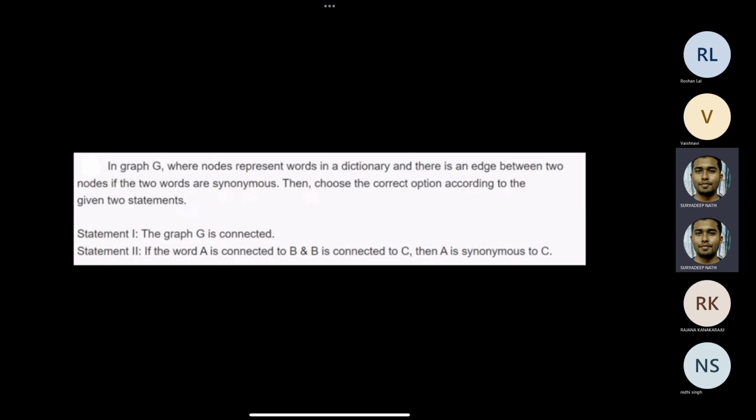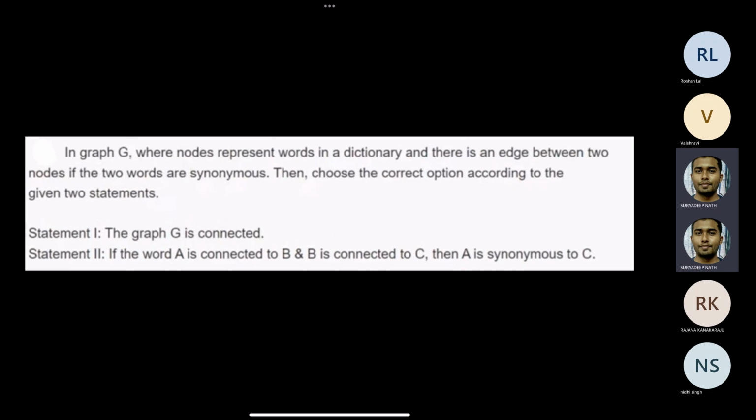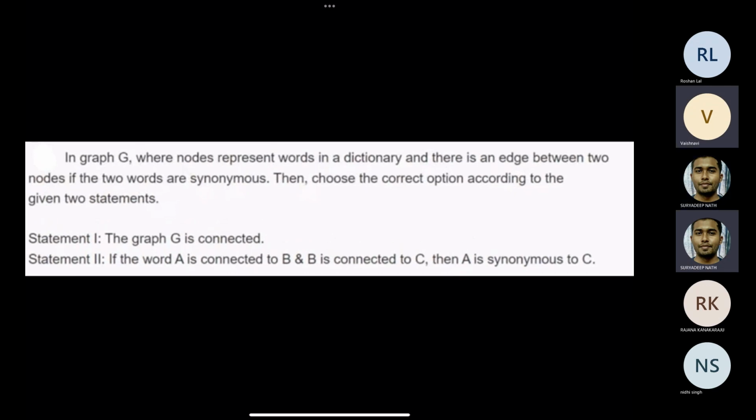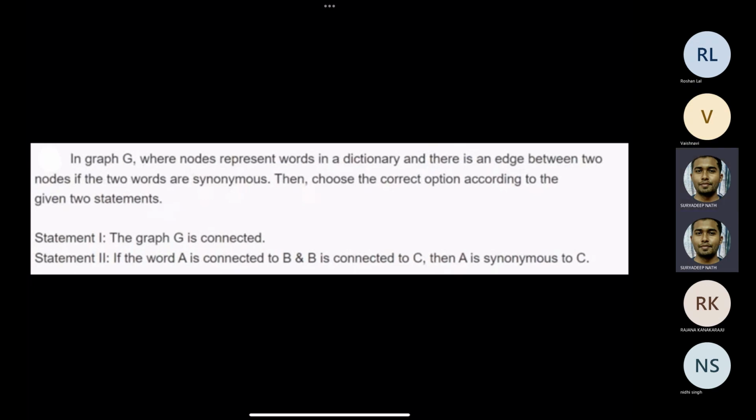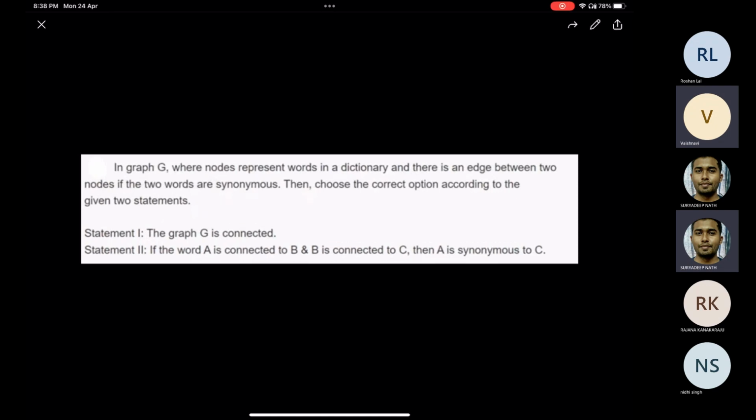The answer is statement 2 is correct, because if statement 1 were correct, it would mean that every word is similar to every other word. So that is not the case, right? But if the graph is disconnected, then how can the second statement be true? A, B, and C could belong to the same connected component, and the other part can be a different connected component. Okay, sir. Got it.